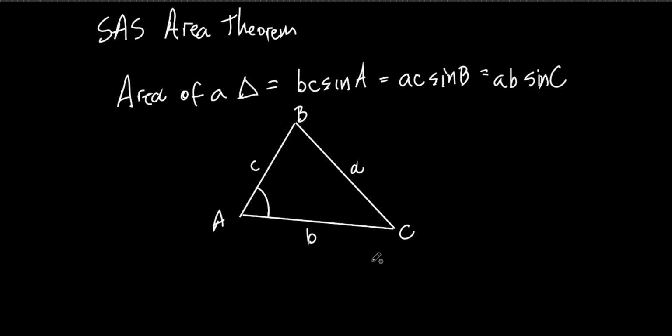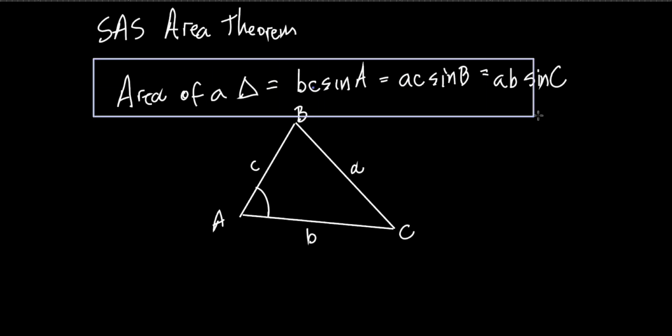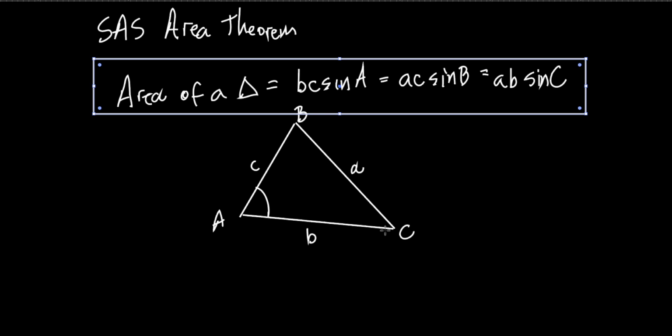With me? Same thing with the other ones. If you knew what angle C was, and you knew sides A and B, you could find the area of the triangle. And one more, if you knew what angle B was, and they told you sides A and C, then you could find the area of the triangle. Make sense? Okay. So that's not too hard. We'll do an example in a few minutes, okay? But that's what the formula is. If you want to put it in a box, there you go. It's in a box. I always like to put important stuff in a box.